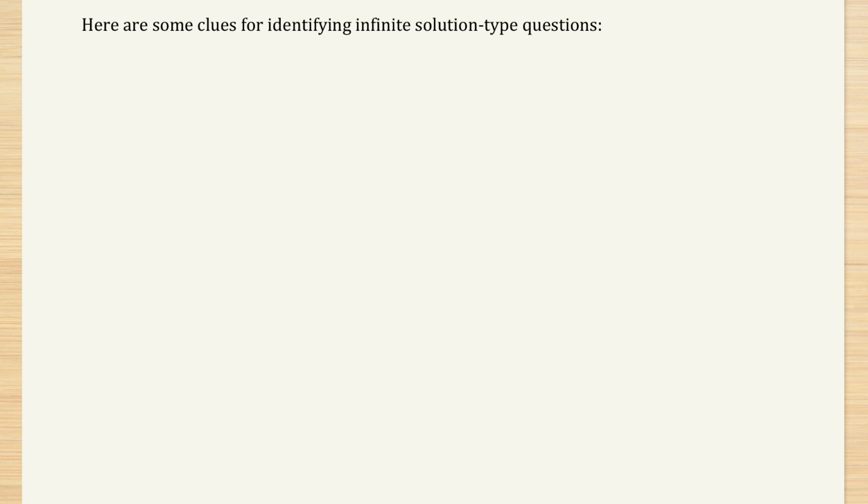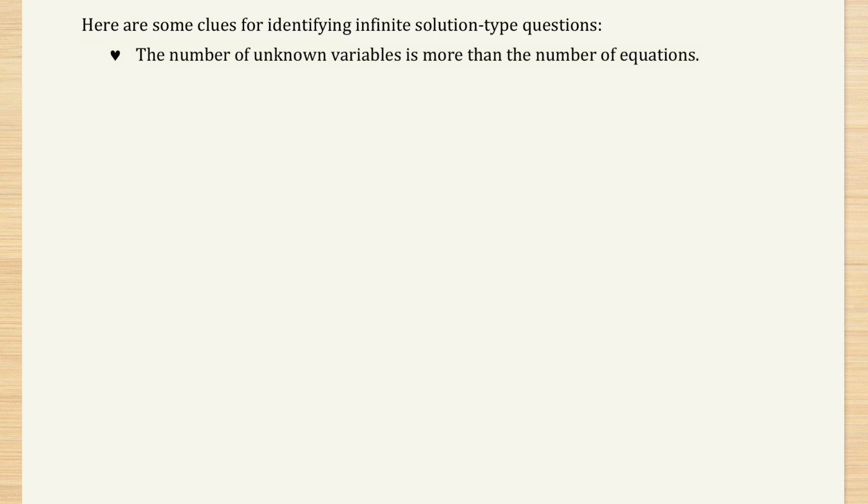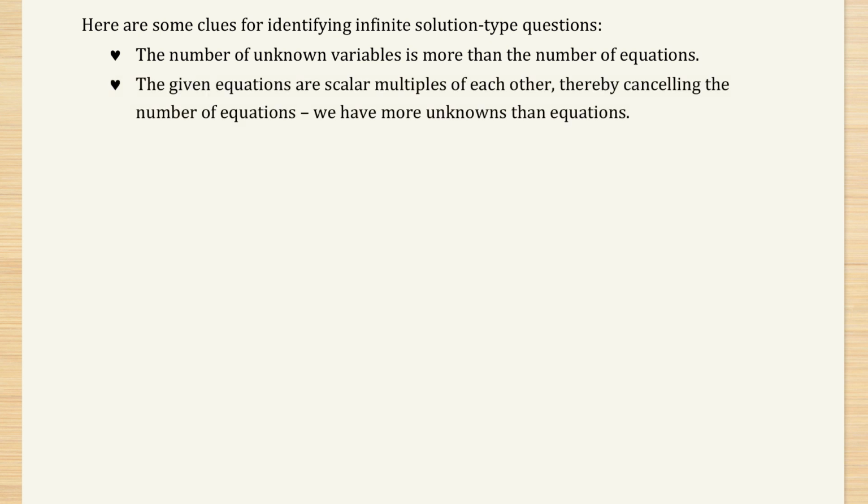Sometimes, just by looking at the system of equations, we can identify whether the system may have infinite solutions, such as if we notice that the system has more unknown variables than the number of equations. Also, some of the given equations may be multiples of each other, which means that we actually have fewer useful equations than the number of given equations.